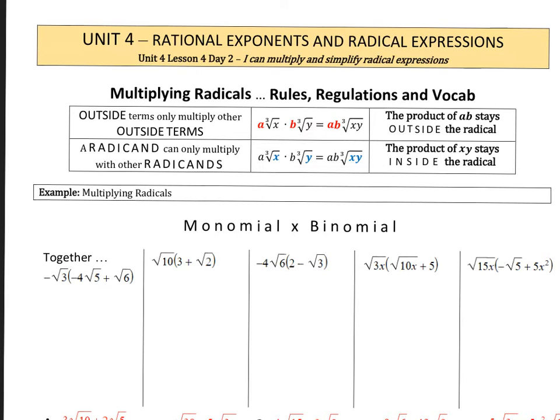Everybody. So for this video, we are multiplying radicals. The main important thing here is the outside terms. Let's look at this. The outside terms multiply with other outside terms, which is why here I had A, B, AB. The inside terms, or the radicand, multiply with the other radicand. So the x and the y become xy.